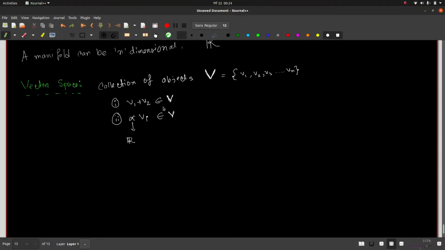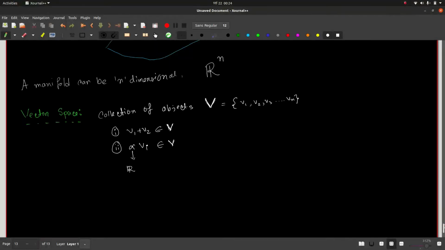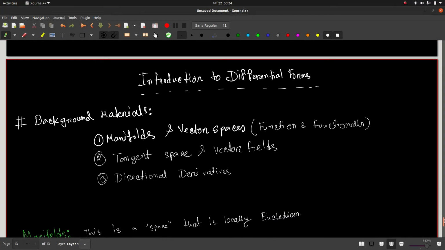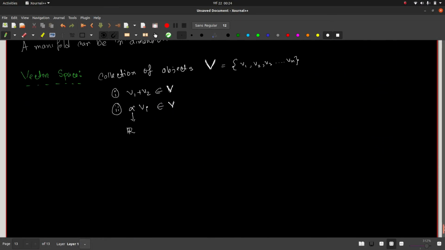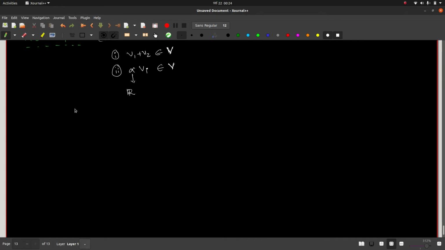So this definition will help us in defining vector fields, and later we will define something called an inner product. This definition will help us in constructing those objects as well. So this is the very basic definition of manifolds and vector spaces. Now what we want to do is define functions and functionals.